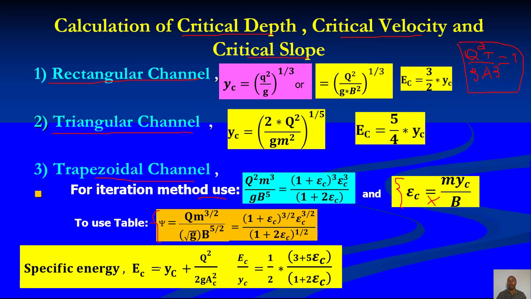And the specific energy, if you substitute Yc plus Q square over 2 g A square, then this will be the general equation for calculation of the critical specific energy for a trapezoidal channel once you determine eta c.